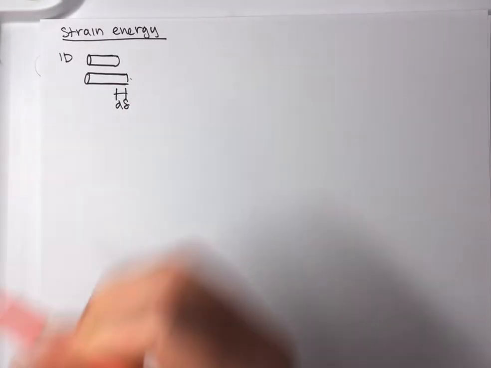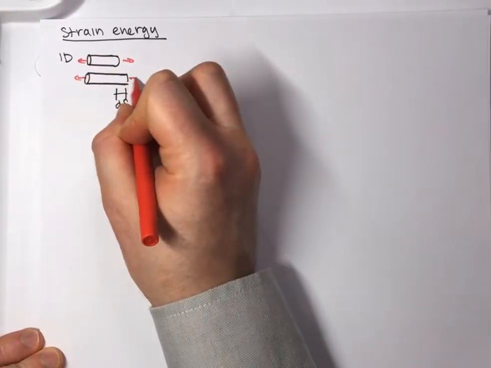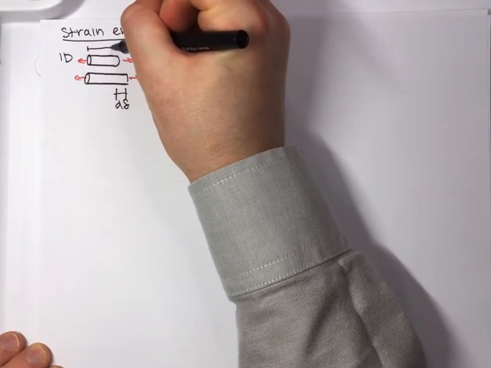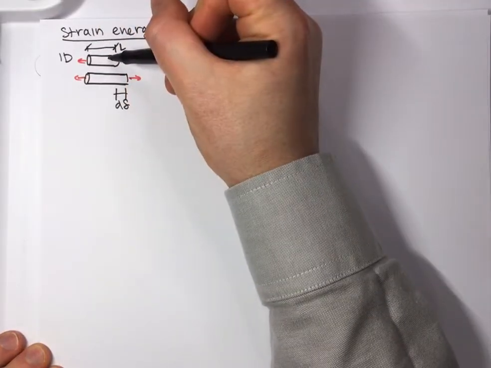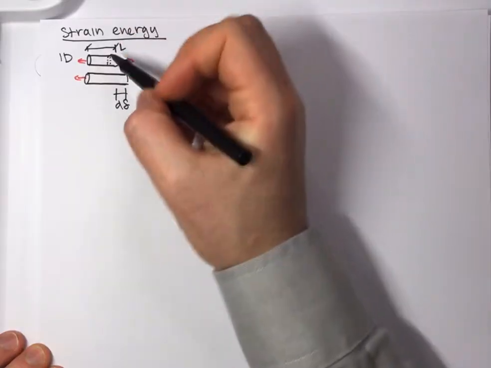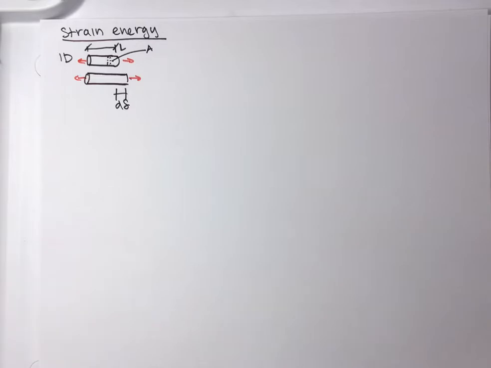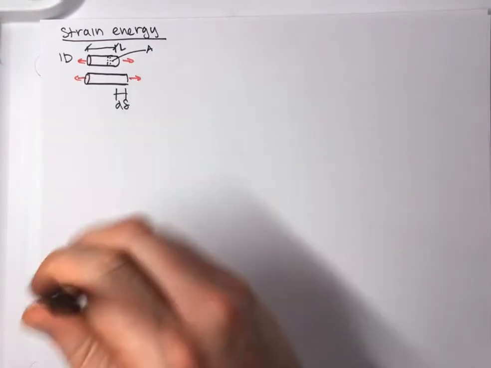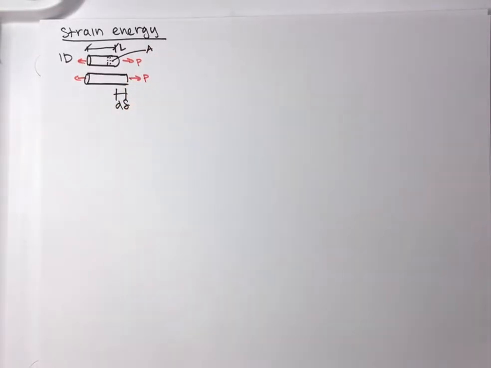So little delta here, some deformation. We have some kind of load on our rod here, and it starts off with some length L. It's going to be L there, and it has some cross-sectional area A. Okay, so, the standard stuff. And what we want to do is figure out how much energy we've stored in our rod.